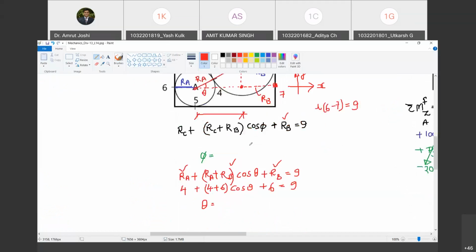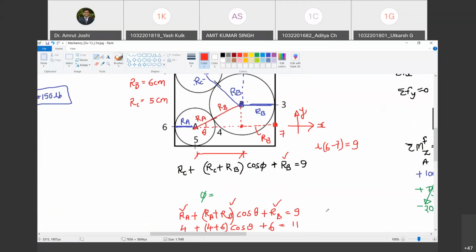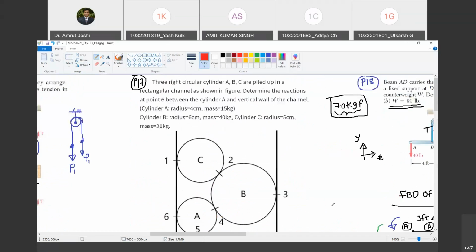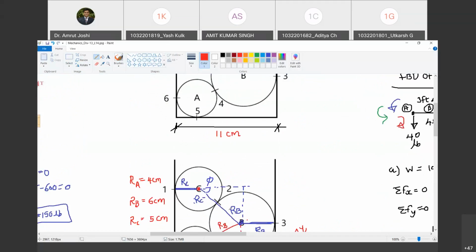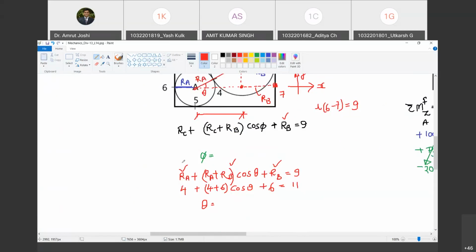Yes, that's right. So therefore, this will become equal to 11. So tell me how much is theta? No, it can't be 11 as well, because then here what we are going to get is RC plus RB is 11.